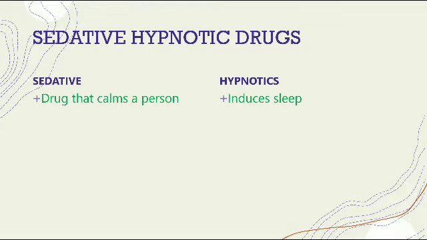So, sedative hypnotic drugs. First, let us understand what a sedative is and what a hypnotic is. A sedative is a drug that calms a person. Suppose a person is panicking or undergoing some sort of anxiety, you can give a sedative to calm that person's condition, his or her emotions. Whereas a hypnotic is a drug that induces sleep, that makes you sleep. Sedative calms a person, hypnotics let the person sleep. Okay, now let's move on to the next slide.